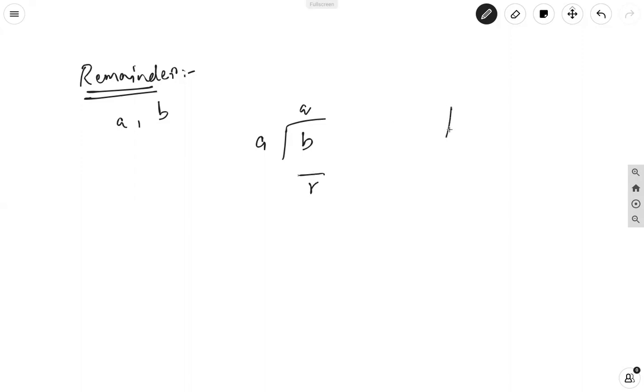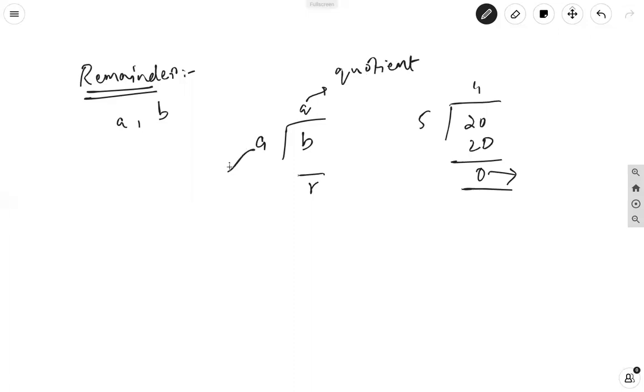For example, if we have 20 and divide 20 by 5, this goes 4 times, which is 20, and the result is 0, then the remainder is 0, right? Likewise, this is the quotient, this is the divisor, this is the dividend, and this is the remainder. This is the remainder, right?